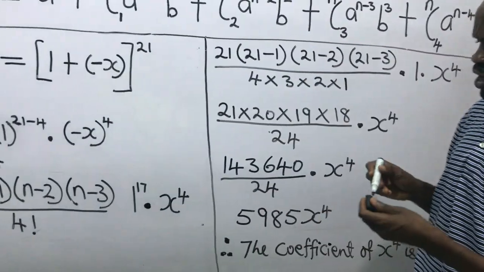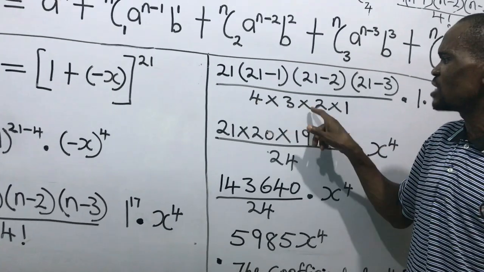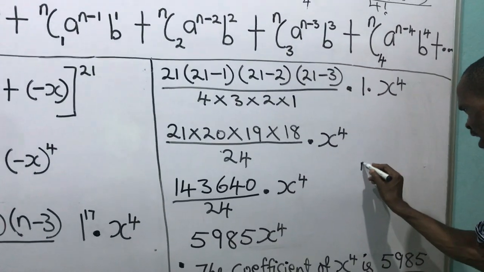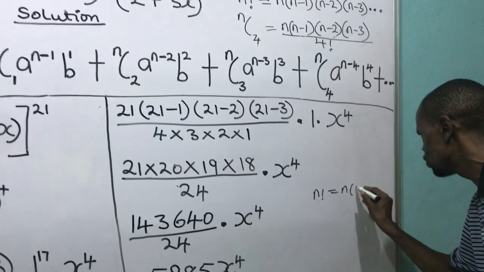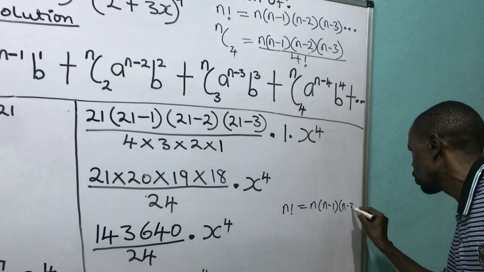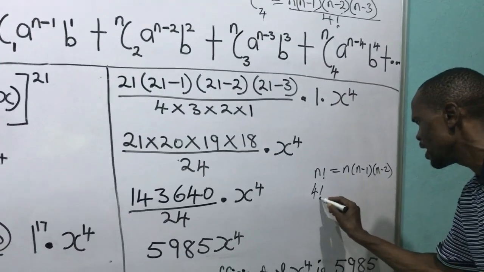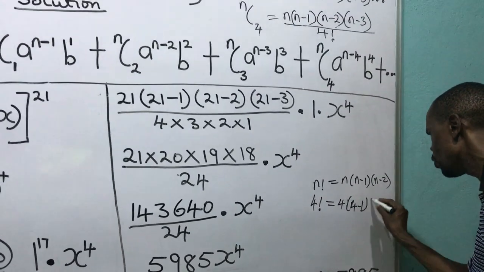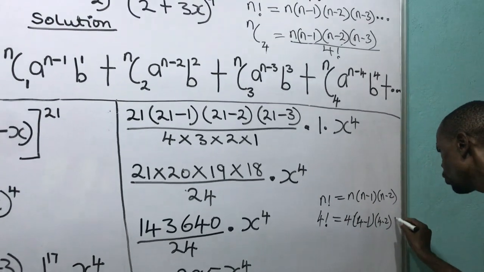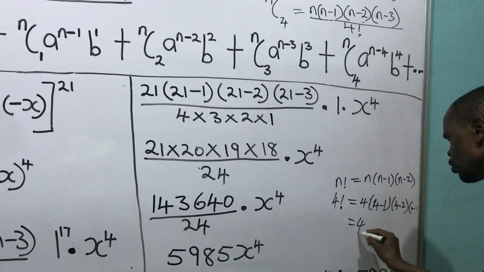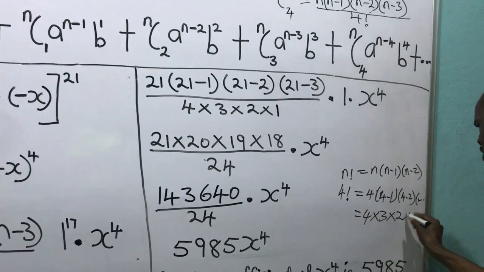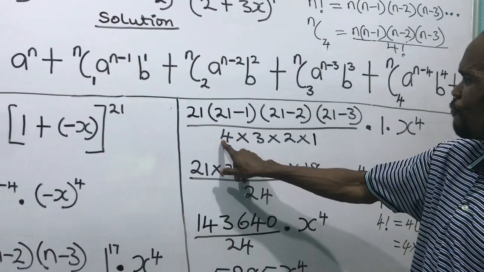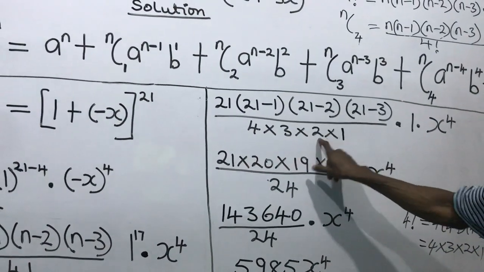And what is the 4 factorial? 4 factorial means 4 times 3 times 2. You remember, when I said n factorial is n into n minus 1 into n minus 2, therefore 4 factorial is equal to 4 into 4 minus 1 into 4 minus 2 into 4 minus 3. That gives me 4 times 3 times 2 times 1, and that becomes my 4 factorial. That means 4 factorial means 4 times 3 times 2 times 1.